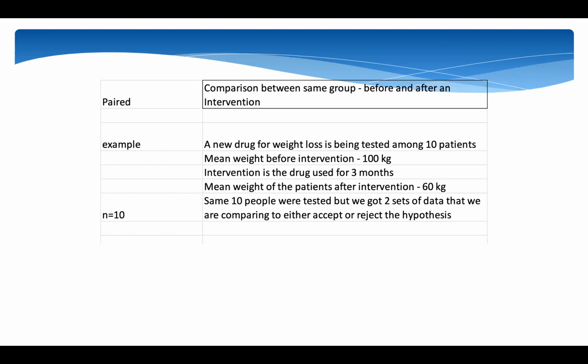So what has happened is we have data for before the drug was used and after the drug was used, but of the same patients. So that is two sets. The same 10 people were tested, but we got two sets of data that we are comparing to either accept or reject the hypothesis. That is your paired test. Okay, go to the next slide.